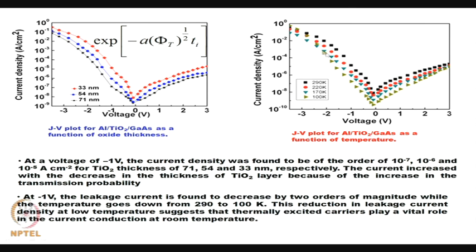Now, here the current density is plotted as a function of voltage at different temperatures from 100 K to 290 K in the 4 values. At -1 V, the leakage current is found to decrease by 2 orders of magnitude as the temperature goes down from 290 K to 100 K. This reduction in leakage current density at low temperature suggests that thermally excited carriers play a vital role in the current conduction at room temperature.